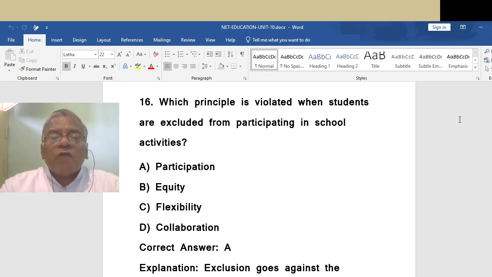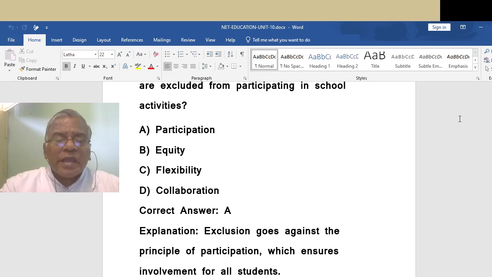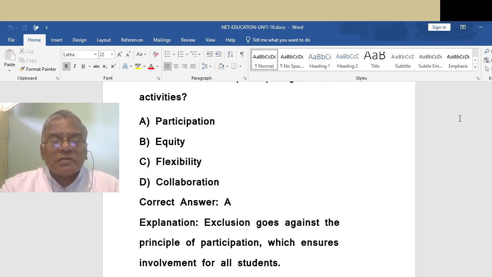Which principle is violated when students are excluded from participating in school activities? That is a participation principle. All should participate in the school system, irrespective of their physical or psychological deformities or anything. So, which principle is involved here? Participation. Exclusion goes against the principle of participation, which measures involvement of all students. So, participation is very essential.